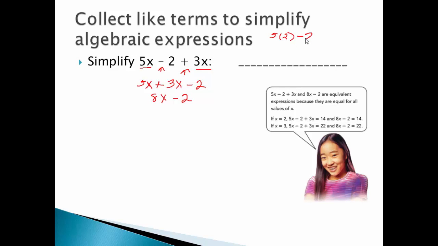5 times 2 minus 2 plus 3 multiplied by 2. So, remember, order of operations, we do multiplication first. 5 times 2 is 10 minus 2 plus 3 multiplied by 2 is 6. So now 10 minus 2 is 8 plus 6 equals 14. And if you notice, if we say that x is worth 2, we would say 8 times 2 minus 2 equals 16 minus 2 equals 14. So it is exactly the same.